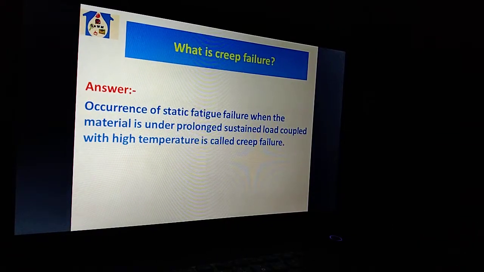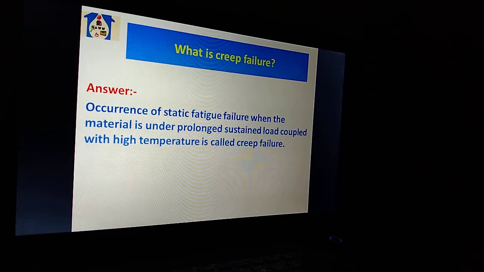What is creep failure? Answer: Occurrence of static failure when the material is under prolonged sustained load coupled with higher temperature is called creep failure.